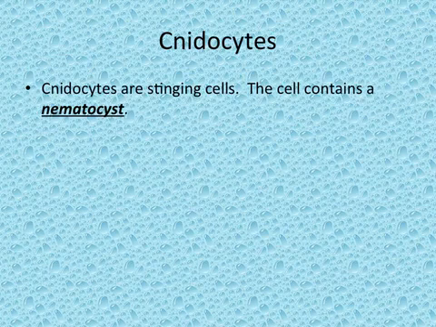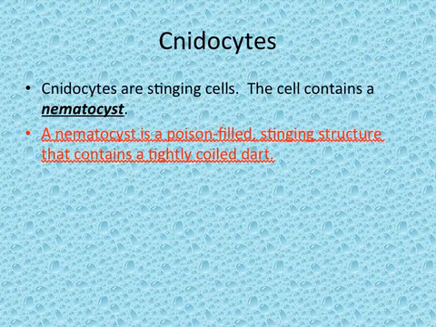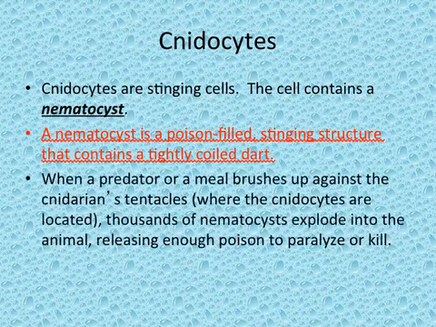So cnidocytes are the cells, and inside the cells are nematocysts. And a nematocyst is a poison-filled stinging structure that contains a tightly coiled dart. And when a predator or a meal brushes up against the cnidarian's tentacles, which is where the cnidocytes are located, thousands of nematocysts explode into the animal, releasing poison to paralyze or to kill.